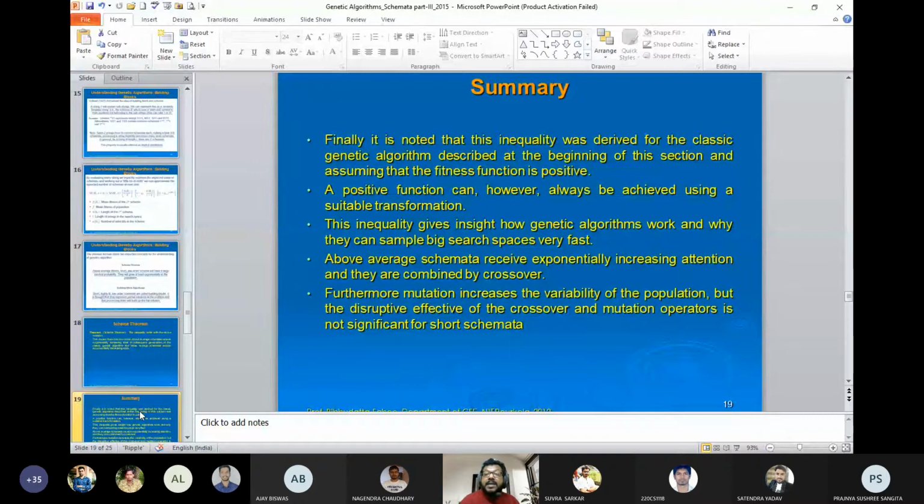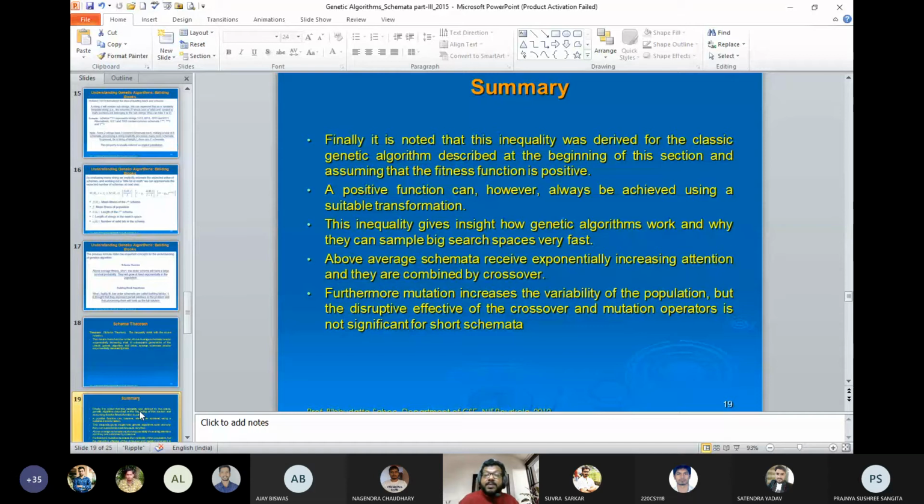The inequality gives an insight into how genetic algorithms work, and why they can sample a big search space very fast. This I told from the beginning: being a randomized technique, it explores a large solution space to find the solution. Above average schemata receive exponentially increasing attention, and they are combined by a genetic operator, say crossover, though you can debate which crossover is best. In general, this is a framework, and there are a lot of possibilities where you can try out different ideas.